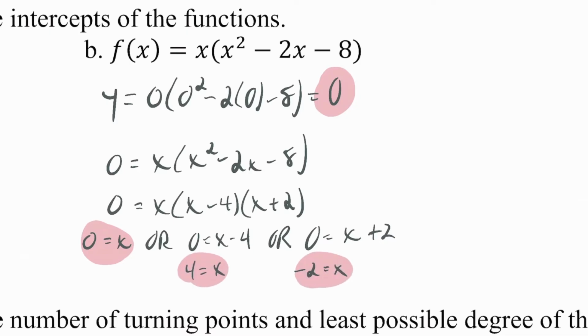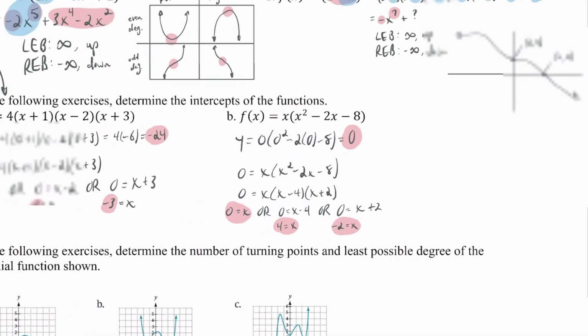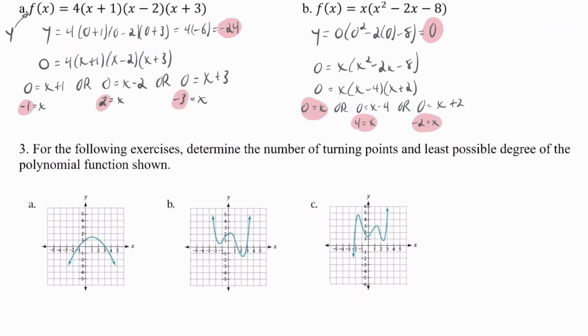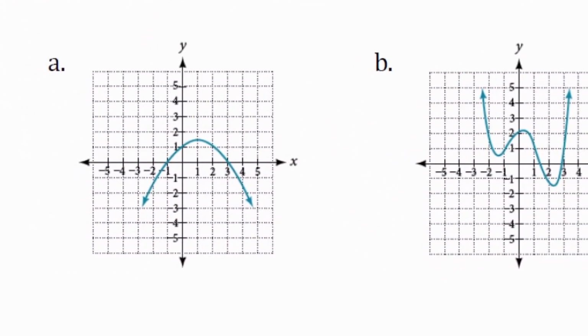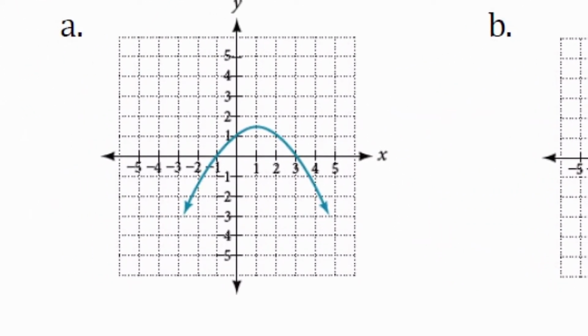So there are intercepts. Okay, so for the following exercises, determine the number of turning points and least possible degree of the polynomial function shown. Okay, good. So basically, the number of turning points, let's rephrase that. There's two ways to say it. Basically, the degree is at least one more than the number of turning points in a graph. It could be higher, potentially.